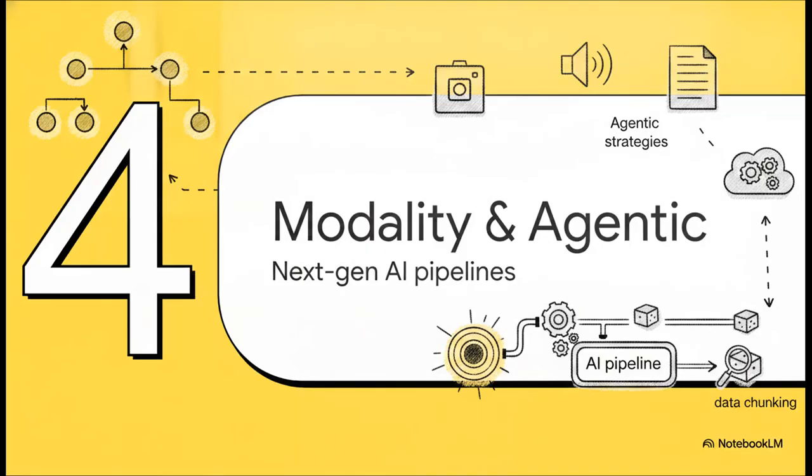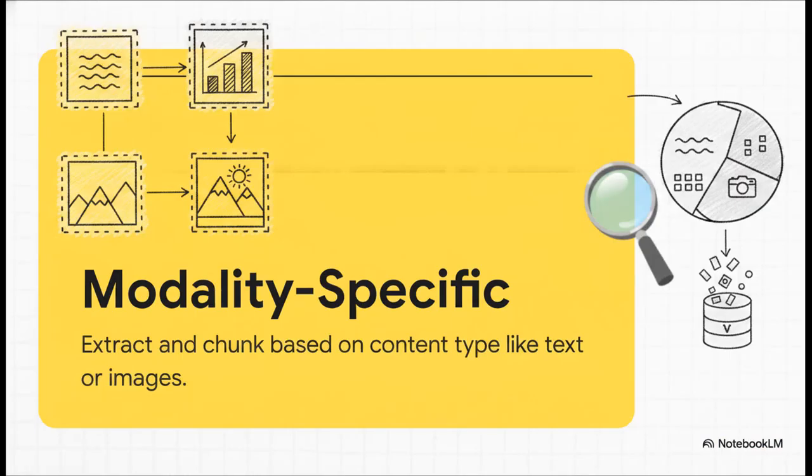Okay, we made it to the final chapter. Section 4, Adaptive Chunking. We're looking at modality and agentic approaches, the real next-generation AI pipelines. First up in this tier is modality-specific chunking. This is where we extract and chunk based on the actual content type. We're separating text, images, tables, the whole shebang.